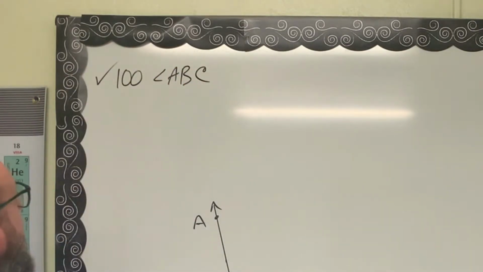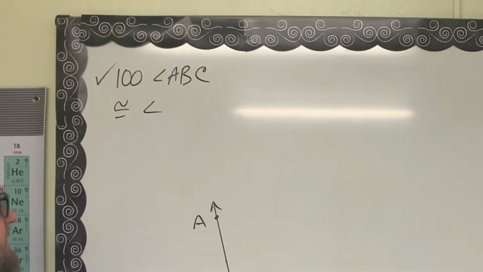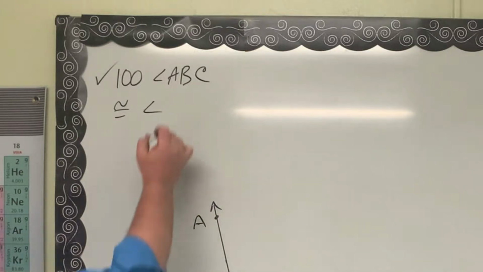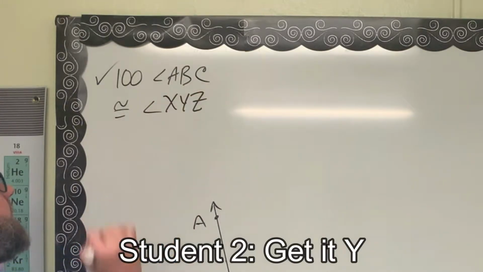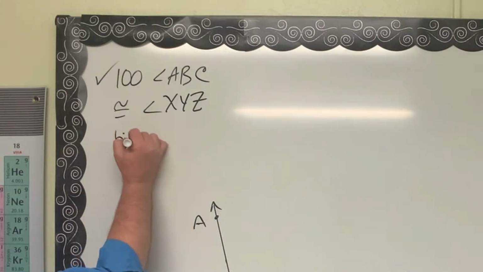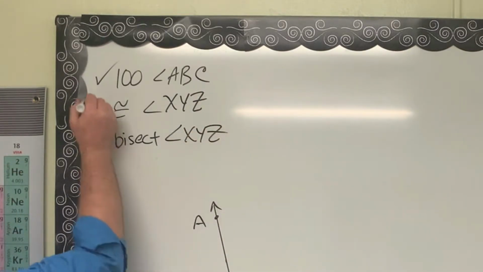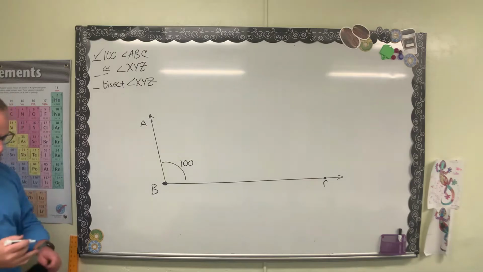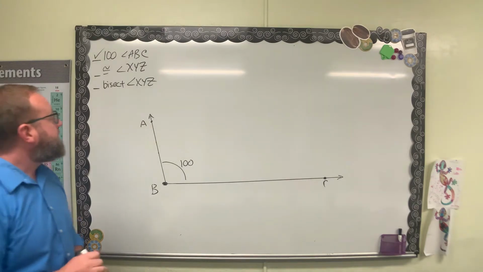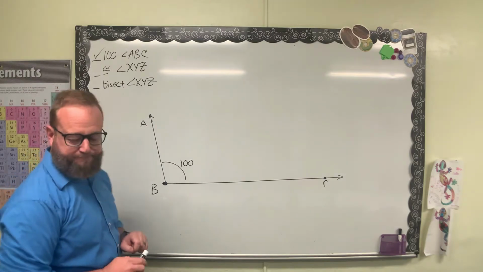So we did step 1. Next we need a congruent angle, congruent to ABC, and it needs to be labeled XYZ, with Y as the vertex. And then finally, we need to bisect angle XYZ. So there are our 3 steps to this problem. We did the first one, and we have these other 2 still to do.